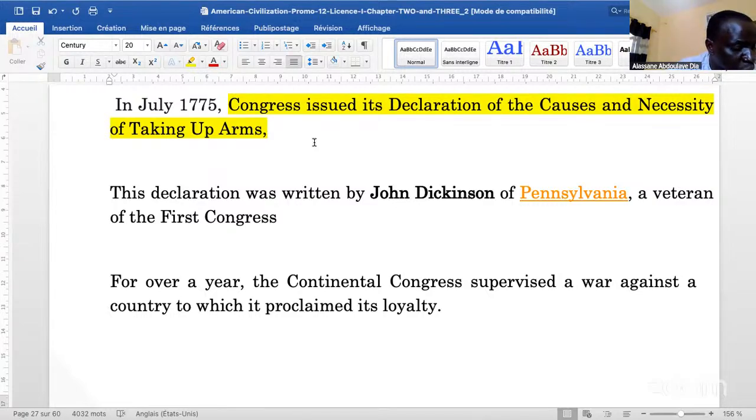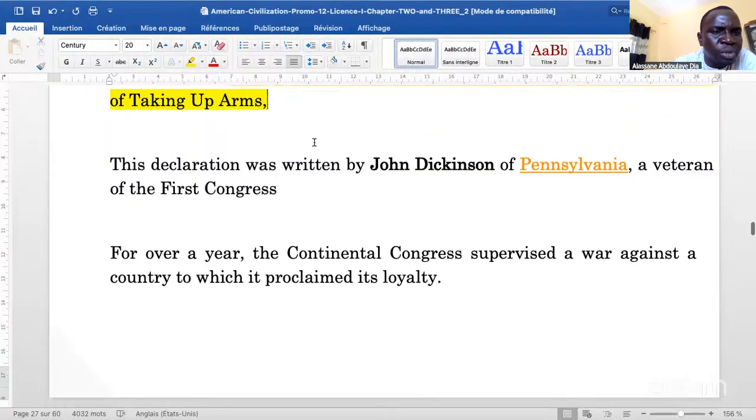It's just like when students are frustrated, you send a letter to the president of the university to say why we are going on a strike, because we are not happy with teachers. We have no computers. We have no internet. And before going to the war, the Congress issued a declaration of causes and necessity of taking arms. Because you have to know that they are still controlled by the British. So they need to justify their acts.